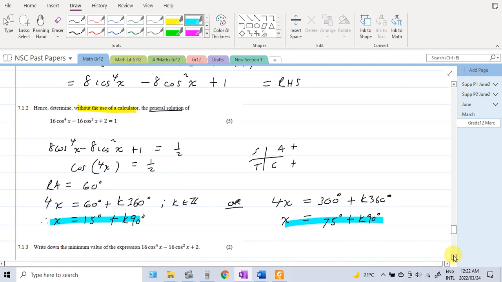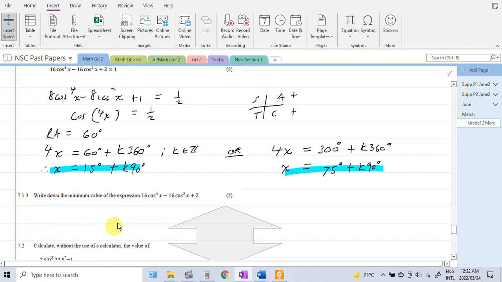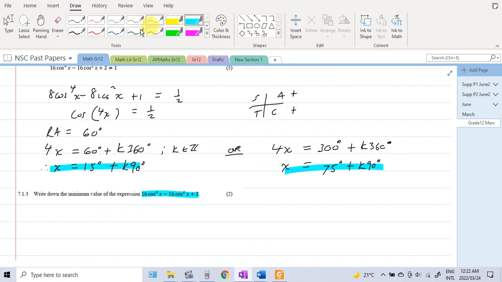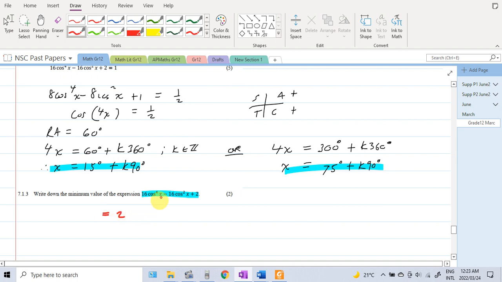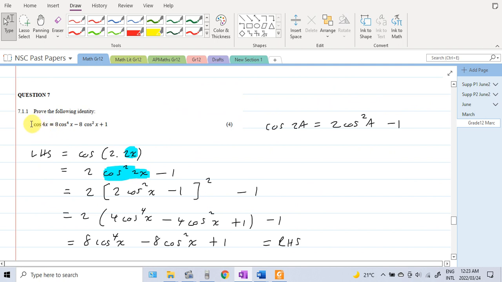Write down the minimum value of this expression. Now remember that expression is already equal to, if I take out 2 as a common factor here, I'm left with 2 into cos 4x. Now how did I get this cos 4x? Because this entire expression, that first identity we proved, if I multiply both sides by 2, I am going to get 2 cos 4x is equal to 16, then a 16 here and a 2 there. So that is just cos.